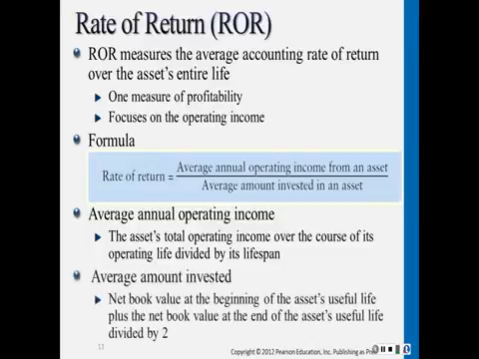Now let's look at the denominator of the rate of return. The average amount invested in an asset is its net book value at the beginning of the asset's useful life plus the net book value at the end of the asset's life, divided by 2. Another way to say that is the asset's cost plus the asset's residual value divided by 2. The net book value of the asset decreases each year because of annual depreciation.